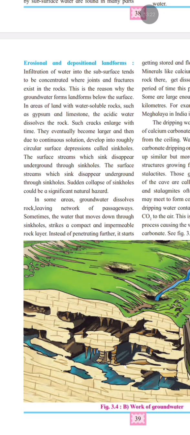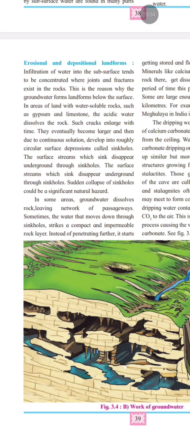First is sinkholes. Groundwater enters cracks and joints in soluble rocks such as limestone and gypsum. Acidic water dissolves the rock. The cracks gradually become larger. Eventually, roughly circular depressions develop on the surface. These are called sinkholes. Sometimes surface streams also disappear underground through sinkholes. Sudden collapse of a sinkhole can become a natural hazard too.